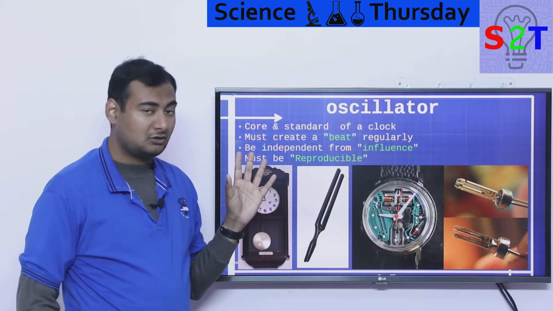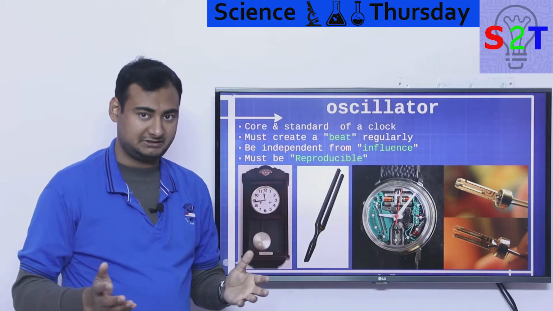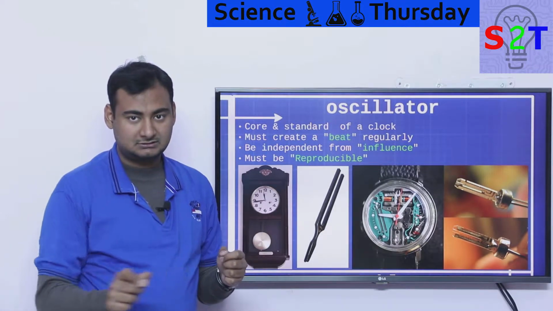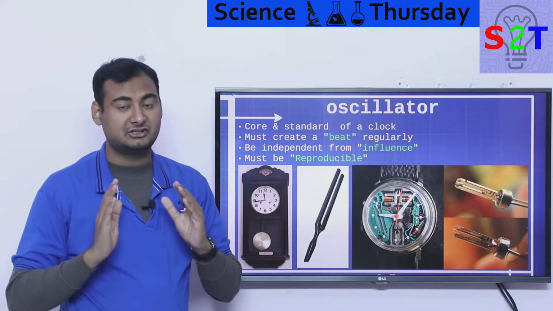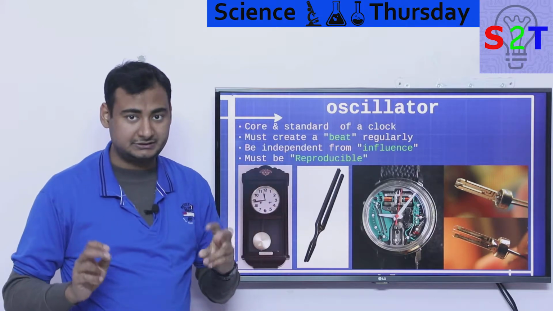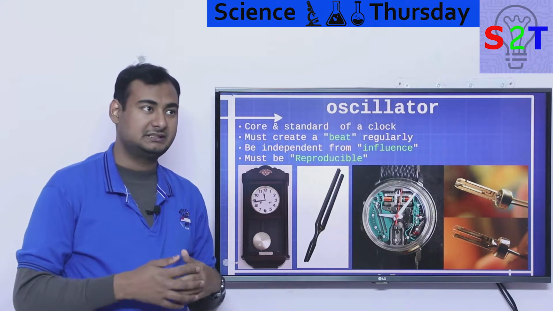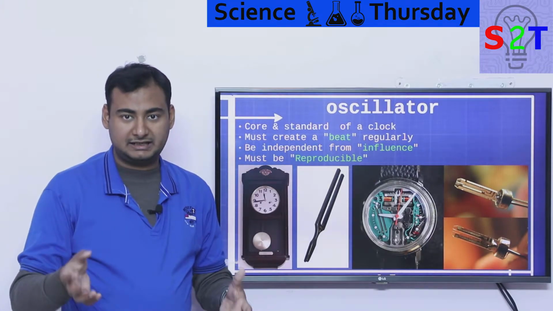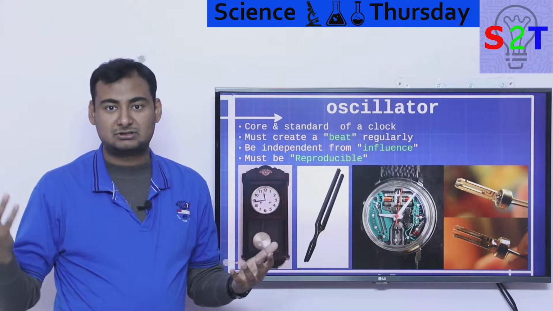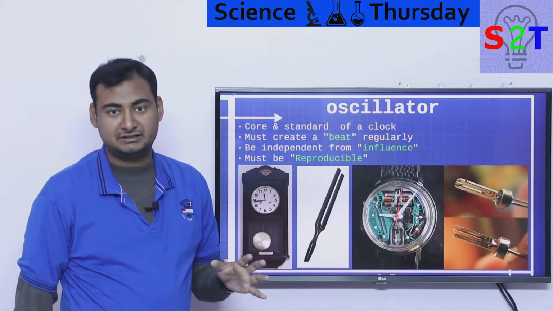Now, what the heck is this oscillator? An oscillator is something that creates a beat regularly. Basically a pendulum is going one way, and that's a beat. Anything that regularly, with a defined interval, does something, we classify as a beat or oscillator. Now it must be independent from influence. What does that mean? If you have a sand clock and you tilted it, it's not working. And if you have a sundial and a cloud comes up, your clock says no longer working. So it must be independent from influences.